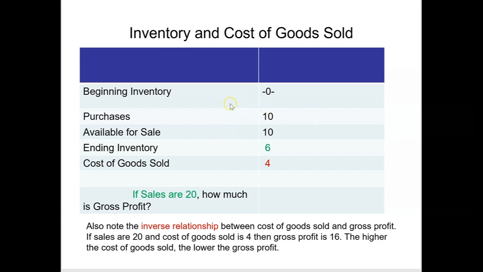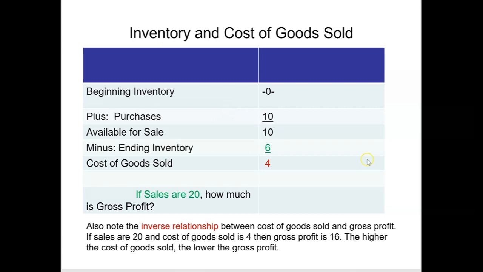Beginning inventory plus purchases equals total goods available for sale. You can never sell more than what you started with plus what you purchased. So if total available for sale is 10, because beginning inventory was 0 and purchases are 10, then all you need to do is count how many goods are left at the end. So if 6 are left at the end and the total available for sale was 10, then the cost of what was sold must be 4. And we call the 4 cost of goods sold.